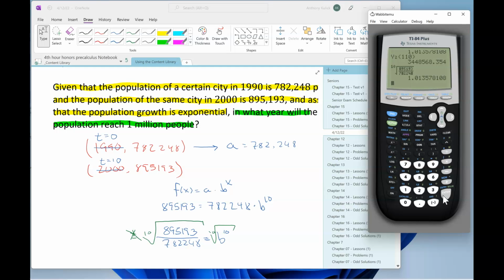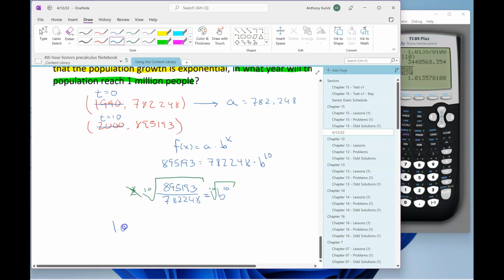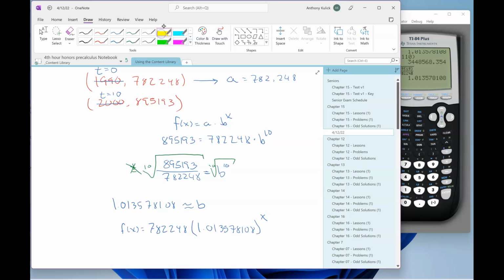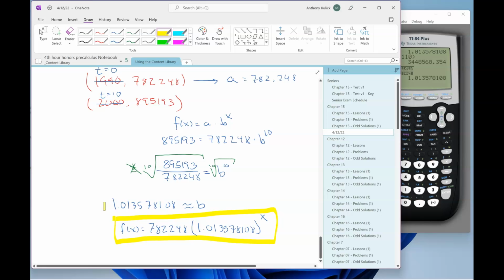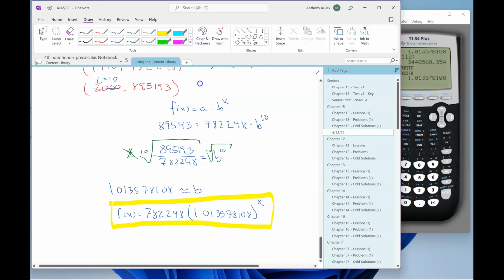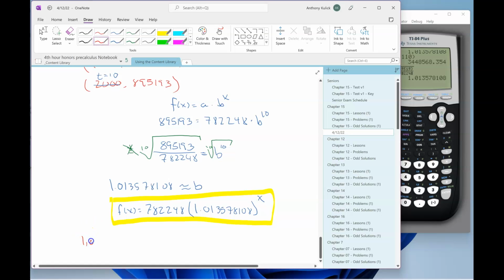So I get that the B value here is about 1.0135708108. So my function here is 782,248 times 1.0135708108 to the x. That answers the yellow part of my question. Remember, we highlighted the stuff above. To answer the green part, I'm going to plug 1 million in for the output and solve for x.